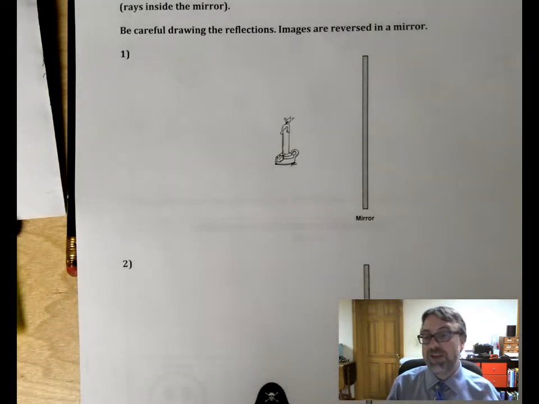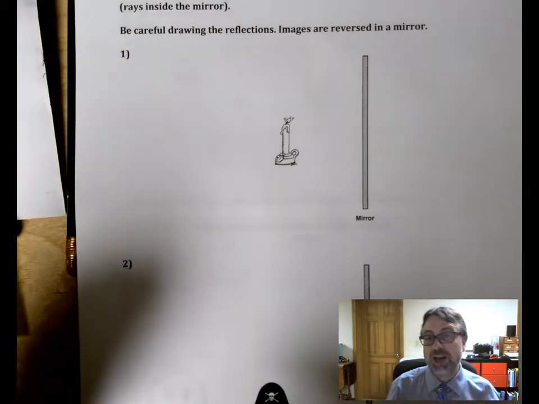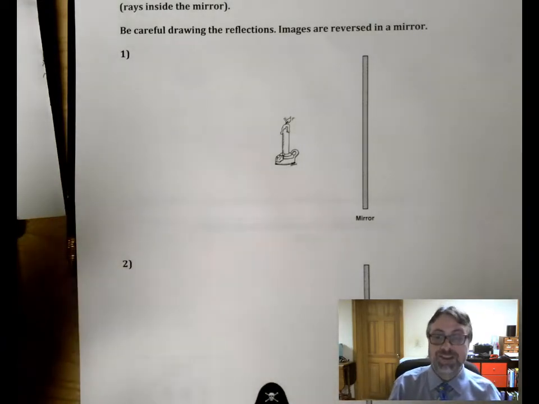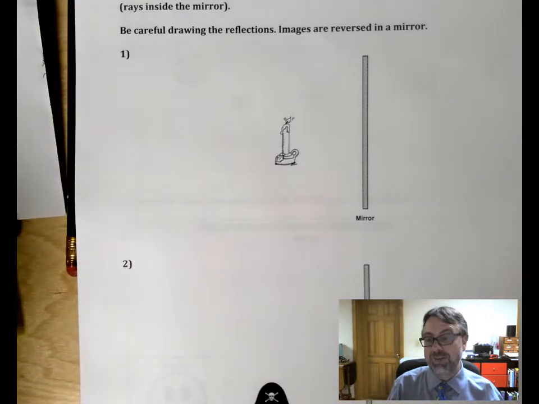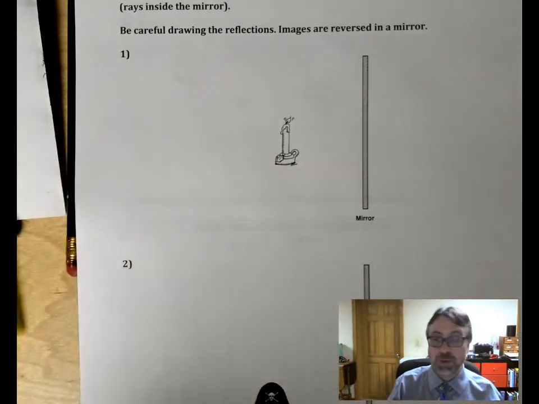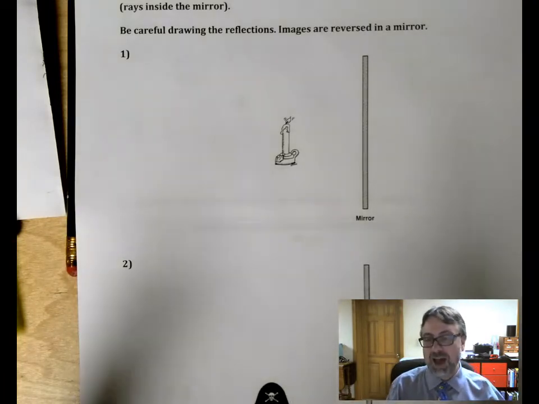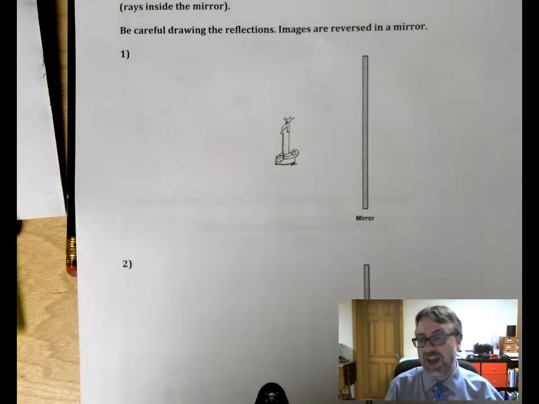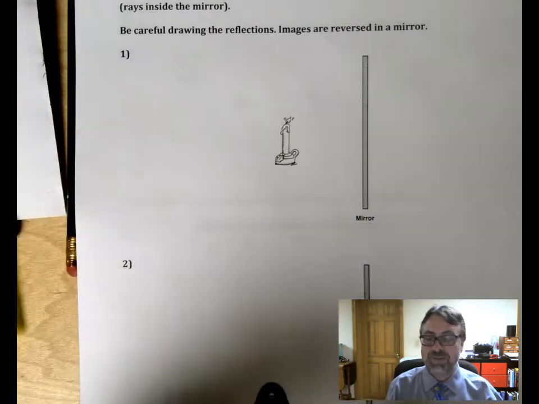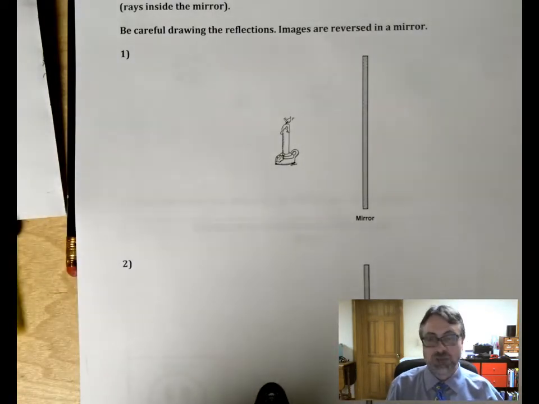Now, before we get started, I know you might be nervous. We haven't really done this before, and this is not the ideal set of circumstances to be learning this. It's always nice to be able to touch base in the class about what we're doing. But take your time. Just take your time. Be careful with your ray diagrams, and just go with it.